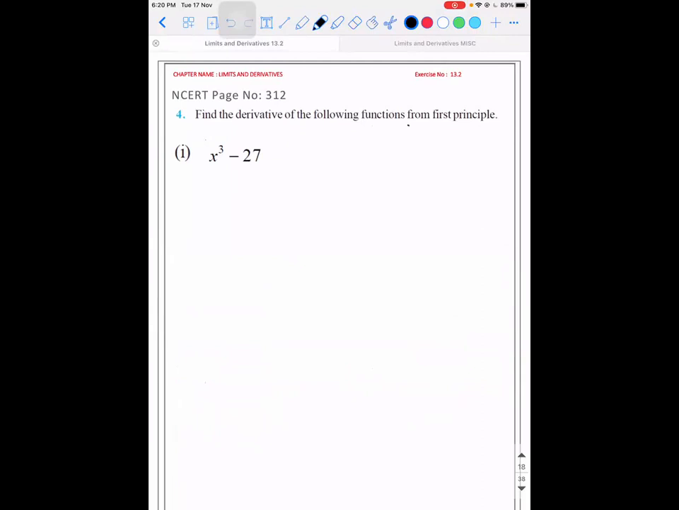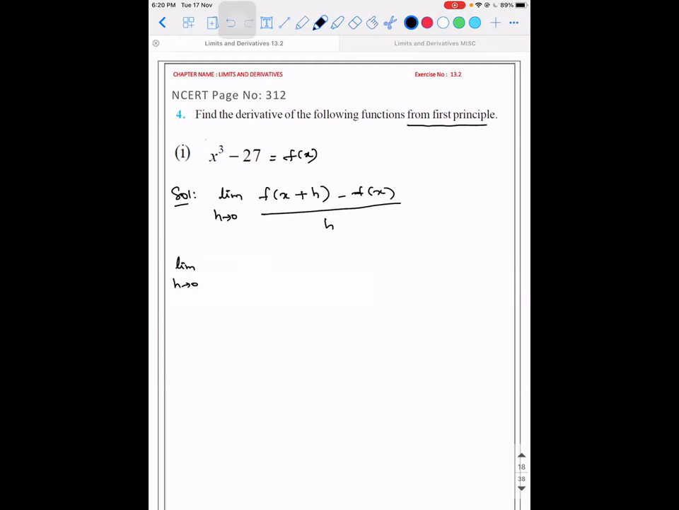So find the derivatives of the following functions from the first principle. I want everybody to concentrate. After this, I'll ask one by one. You have to answer. If there is any doubt, get it clarified. So this is f of x, right? What does the first principle of derivative state? Limit h tends to 0, f of x plus h minus f of x divided by h. Right. So it is limit h tends to 0.